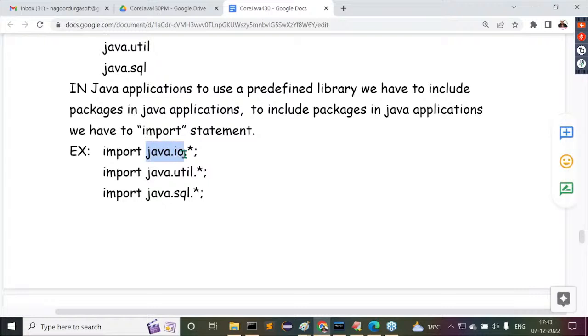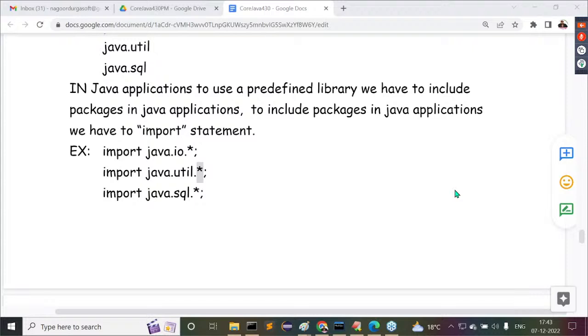Okay, fine. In java.io, so many classes and interfaces are available. I want to use all of them. That's why I gave the star. Here the star is representing what? All classes and interfaces from the java.io package. Again, what is the meaning of this star? All classes and interfaces I want to get from the java.util package now. Right, sir.